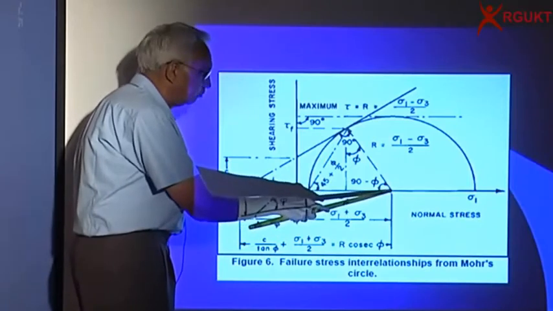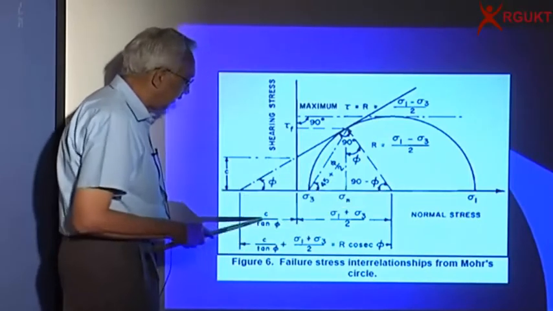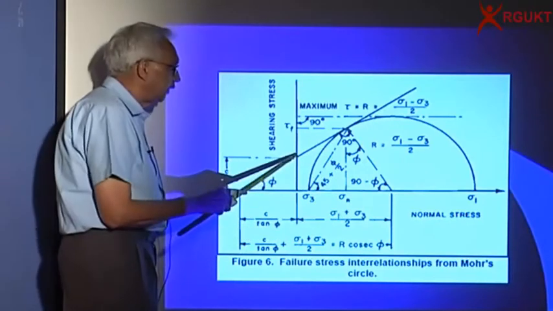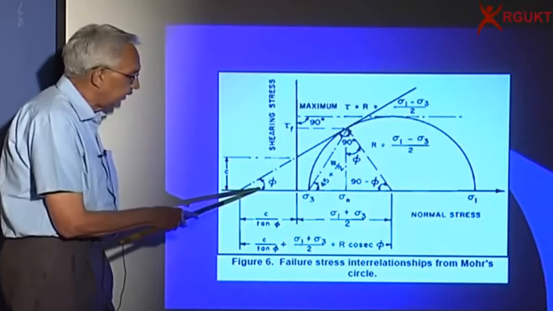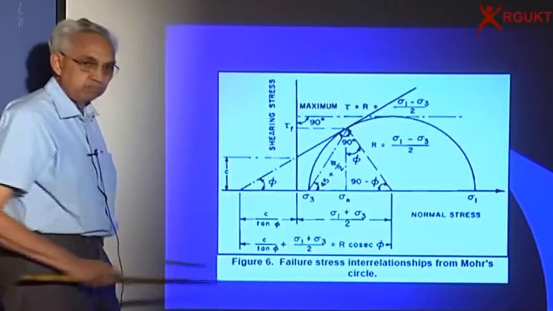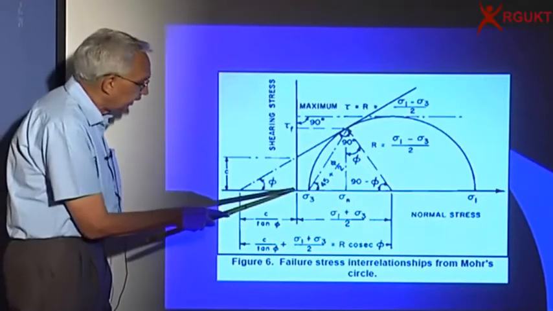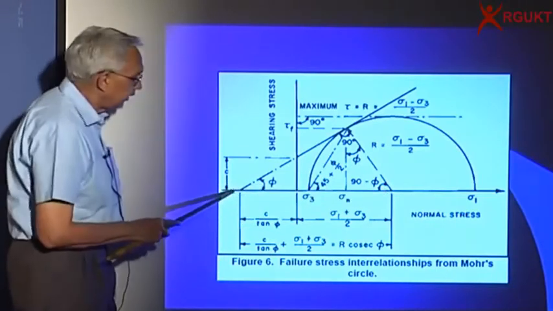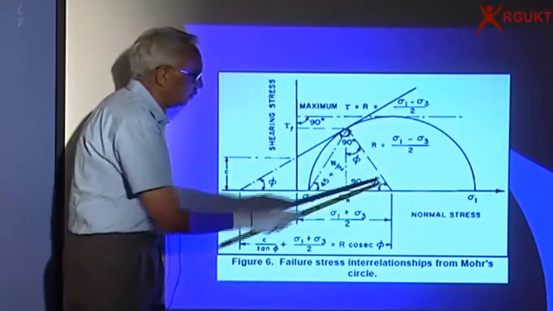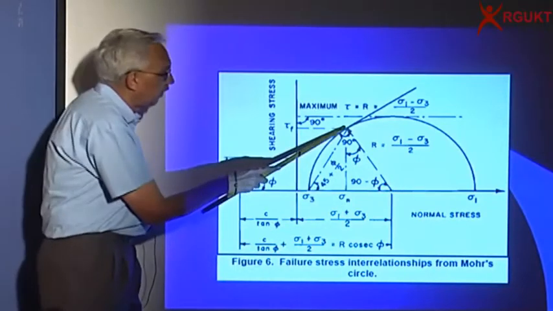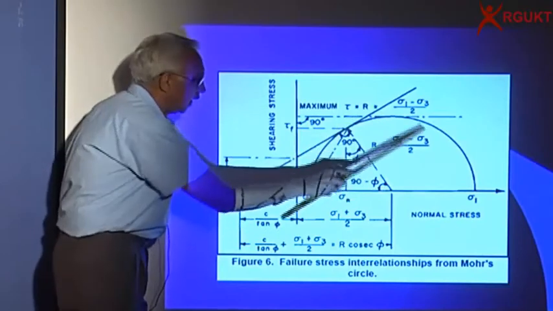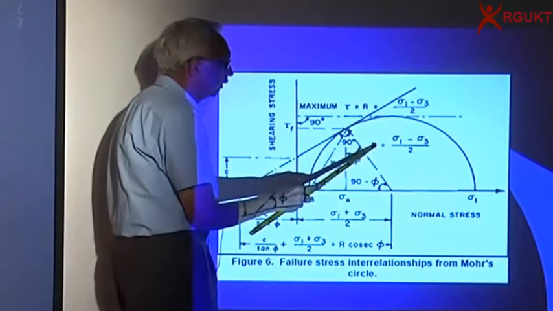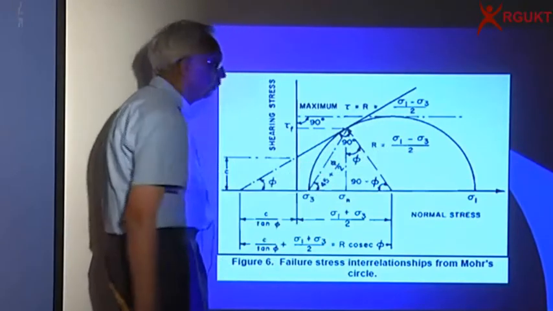See, the center of the Mohr circle is here, so the intercept from the origin is sigma 1 plus sigma 3. This intercept is C and this angle is phi, so you get C cot phi. So you can then say this is C cot phi plus sigma 1 plus sigma 3, which will give me the distance from this point to the center of the Mohr circle, and you will find the radius is equal to half the difference between the two principal stresses. So sigma r is equal to sigma 1 minus sigma 3 by 2.